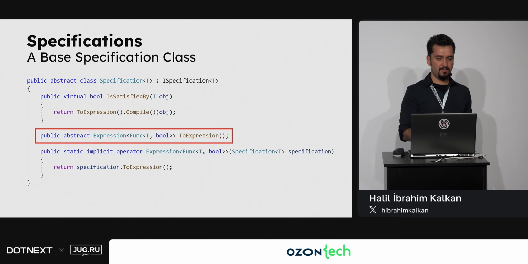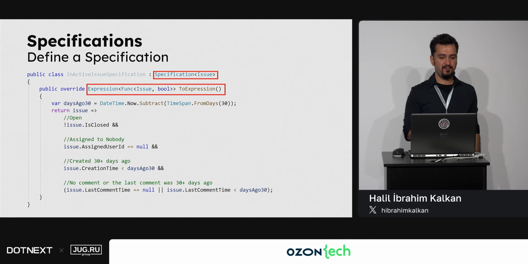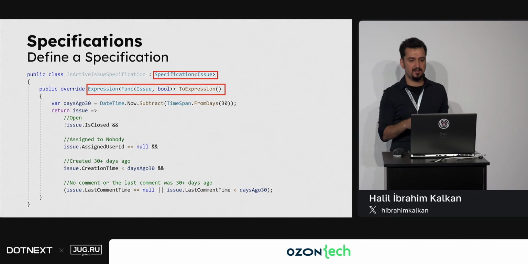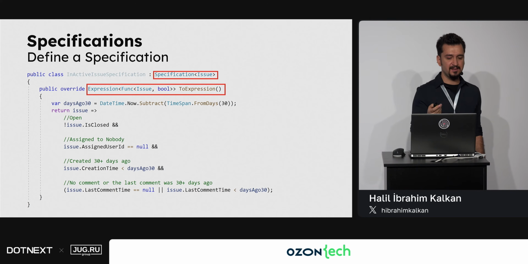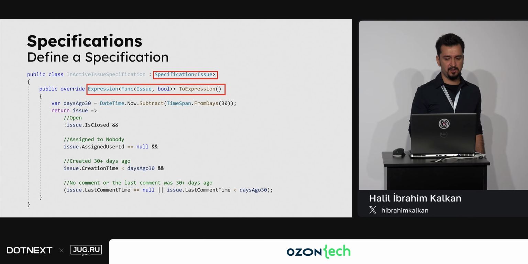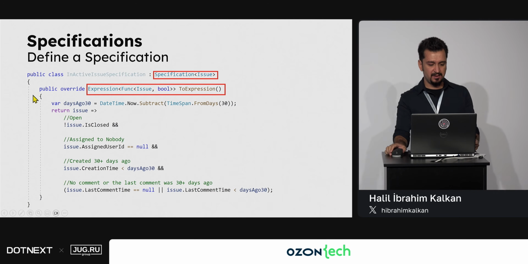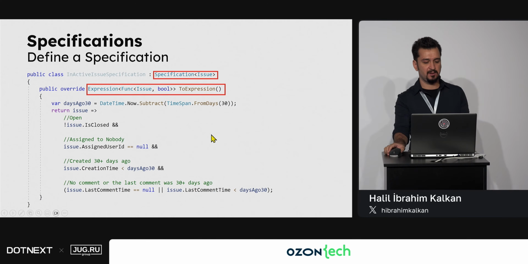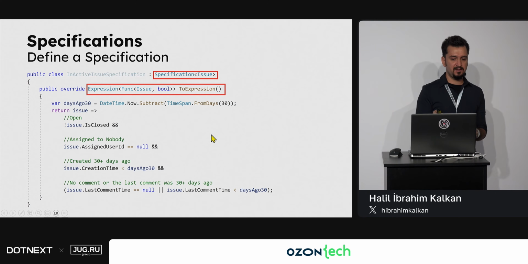If we define such a base abstract class, then we can create an inactive issue specification class by deriving from the specification. With the implementation, it's very similar. We can just check the same rules and return an expression that implements this rule. Okay, after creating such a class, we have a named class, we have a reusable object.